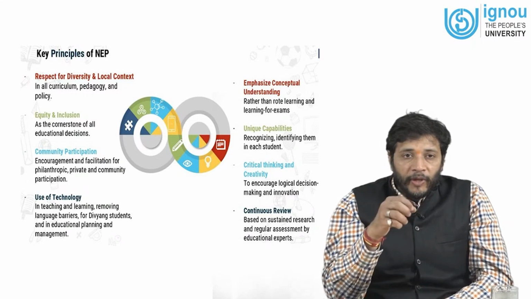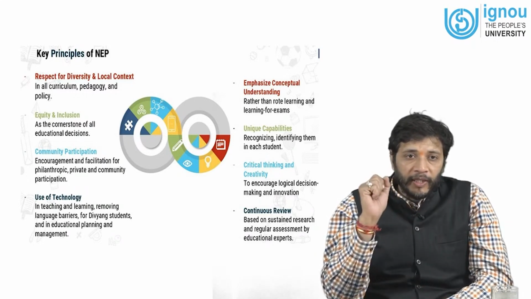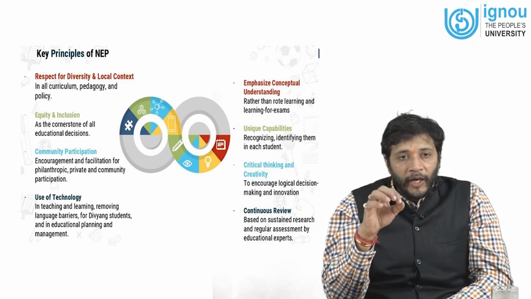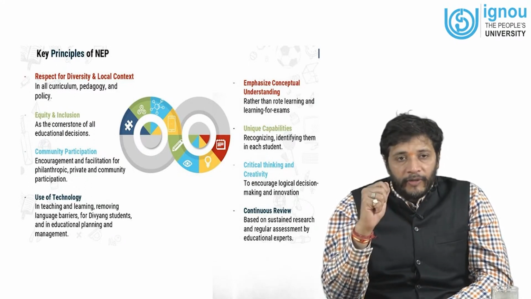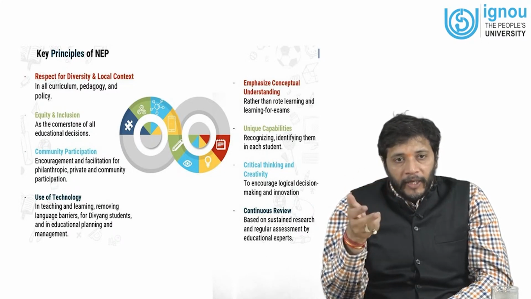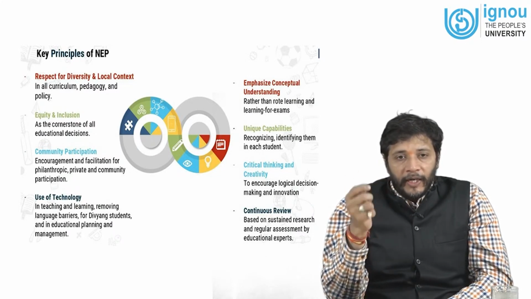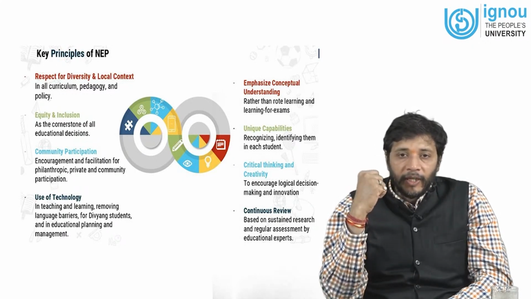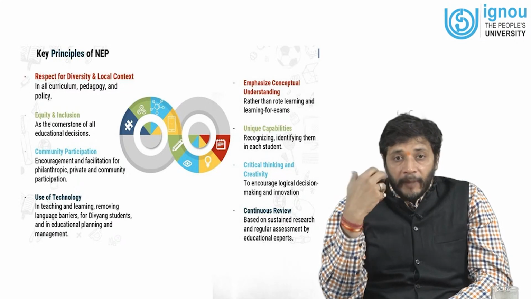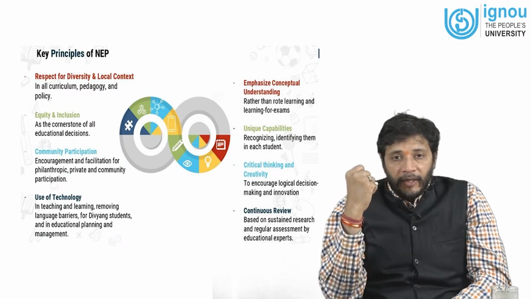So this is what exactly the National Education Policy is, and how inclusion and equity are going to come. I think somewhere there's a use of technology which is going to be important. So community participation, use of technology, and various other aspects are going to come up. Critical thinking, creativity, and unique capabilities are very important.